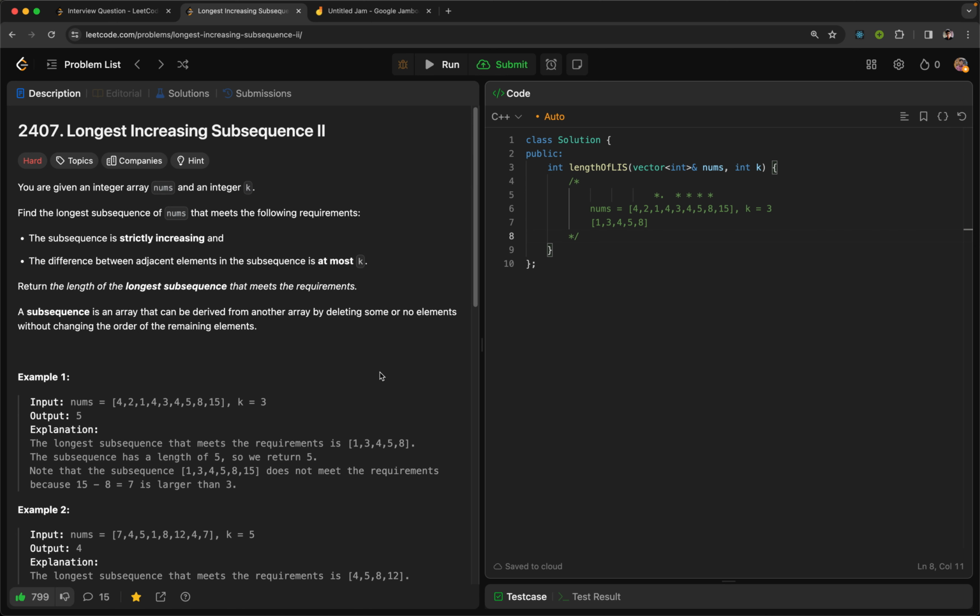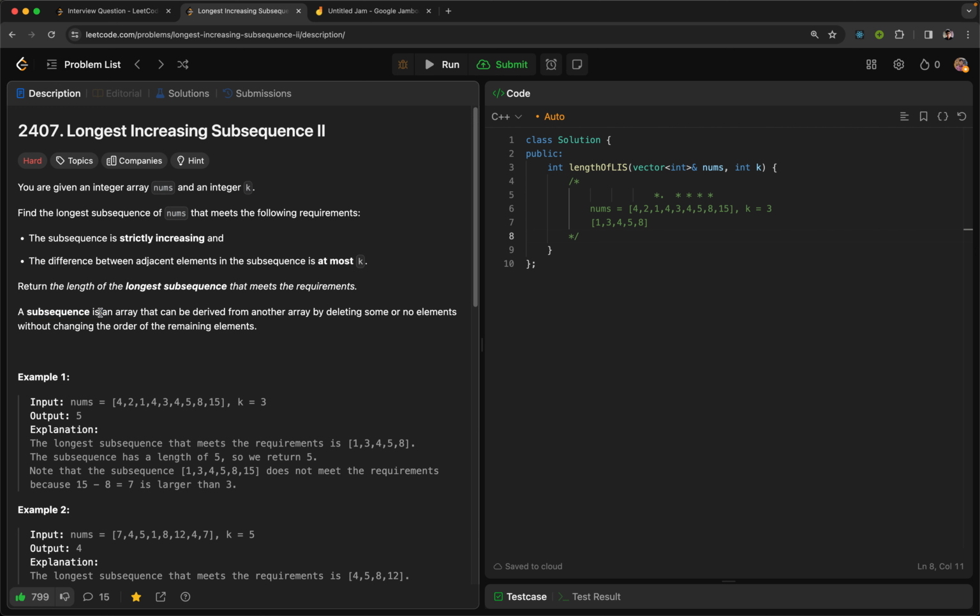So let's go by the problem statement. We are being given an array of nums and an integer k. Now we have to find the longest increasing subsequence of nums which meets the following criteria. The subsequence is strictly increasing, and the difference between adjacent elements in the subsequence is at most k. Fine.